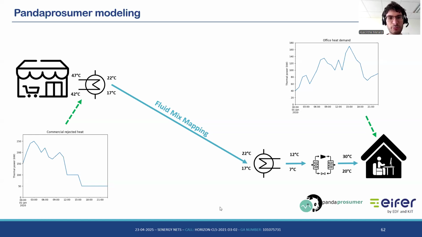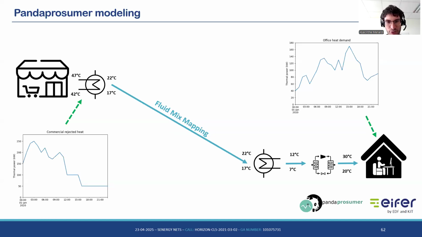Because with the fluid mix mapping, I can map from one controller to another not only a scalar value that will represent the power, but actually, in more detail, the mass flow and the temperature of the fluid, and be able to calculate the resulting mass flow and temperature when two fluids mix, with the resulting temperature being the average weighted by the mass flows of the different fluids.